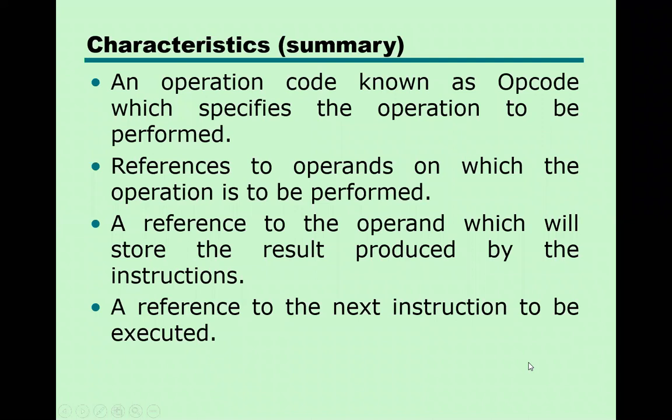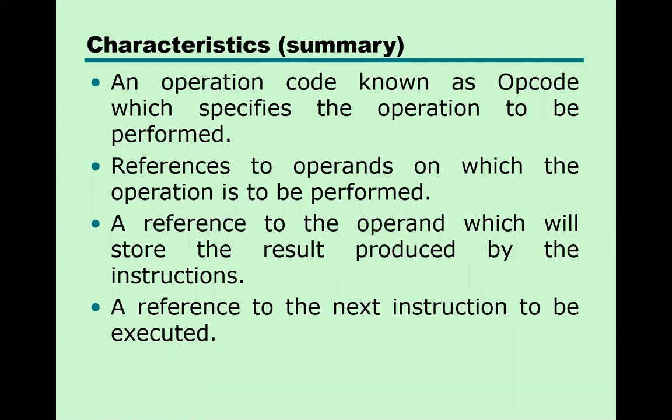And overall, in characteristics, what we have discussed in today's lecture: an operation code, known as opcode, that you have to remember again and again, I'm telling you. Add is our opcode. Then references to the operands on which the operation is to be performed. It means the operands are A and B. Opcode means add, A and B is operand. This operand is nothing but the reference. A and B give the memory address where the data is stored.